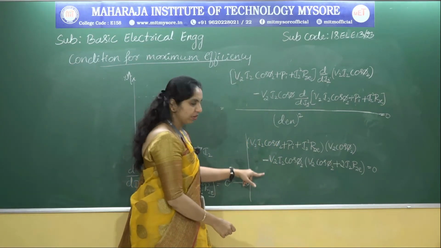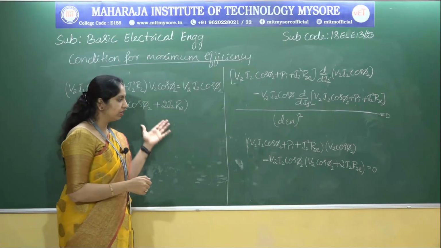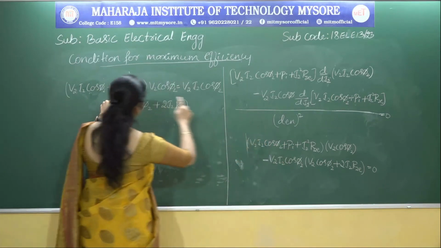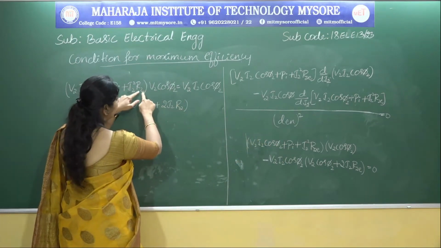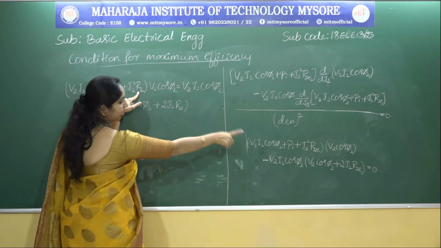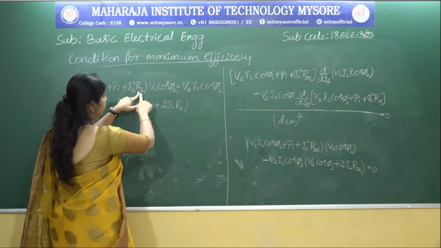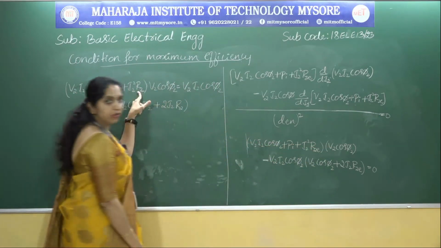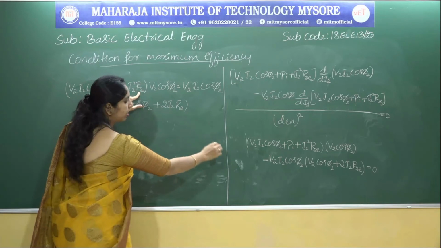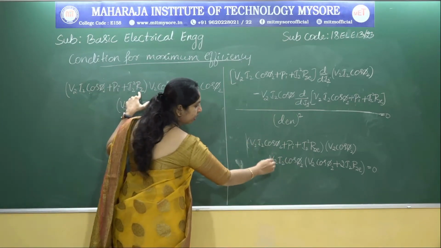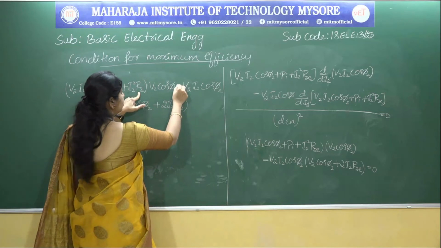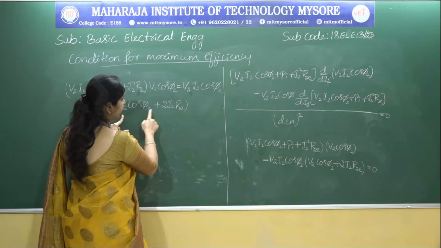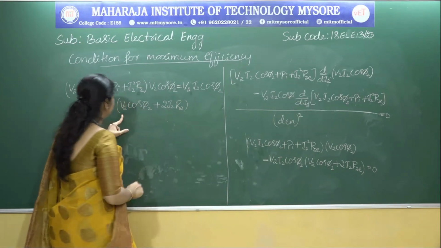Further we need to simplify this expression. Now look at this equation. I have written V2 I2 cos phi 2 plus Pi plus I2 square into R2. Remember, we can write it as R2E or only R2. Here we have V2 cos phi 2, so minus. We have minus in this particular equation, so I have taken the second term to the right hand side. This becomes equal to V2 I2 cos phi 2 into V2 cos phi 2 plus 2 into I2 R2. So now what happens?